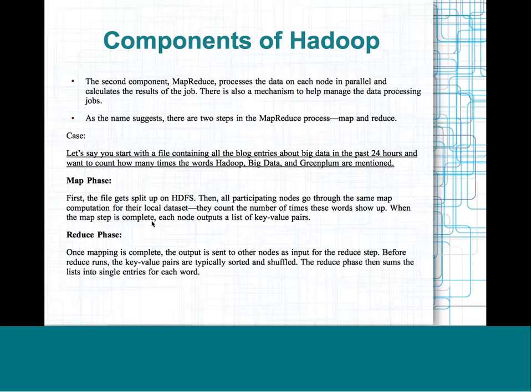When the map step is complete, each node outputs a list of key value pairs. As of now, I know you will be confused about what I'm talking about. For now, just understand one thing: the request has been made, and your map phase returns key value pairs. For Hadoop, on the first node, how many times has Hadoop come? On the second node, how many times? On the third node, how many times?